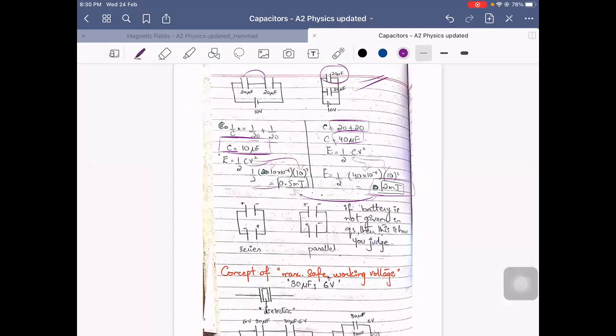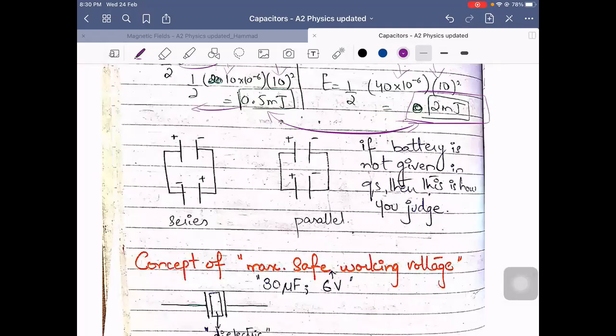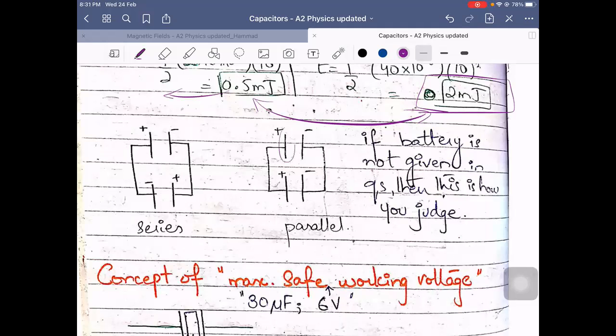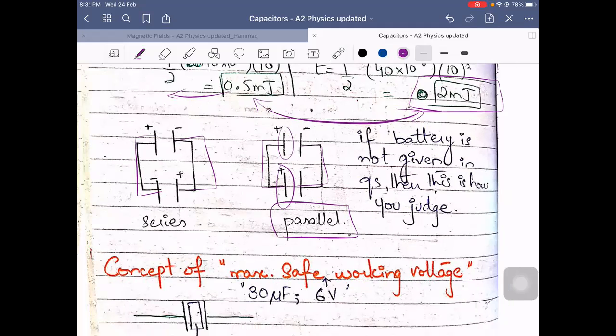Right? If the battery is not given, you will simply judge by checking out one plate of the capacitor to another plate. Like they will tell you, if positive is connected to a positive and negative connected to a negative, then this becomes a parallel capacitor. If positive is connected to negative and negative is connected to positive, that is a series circuit. They will definitely give you the sign.